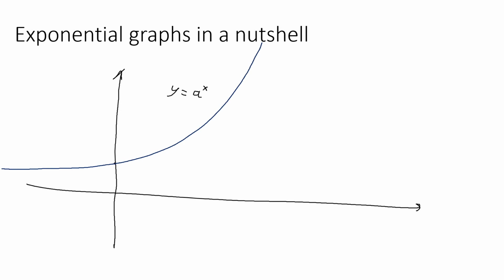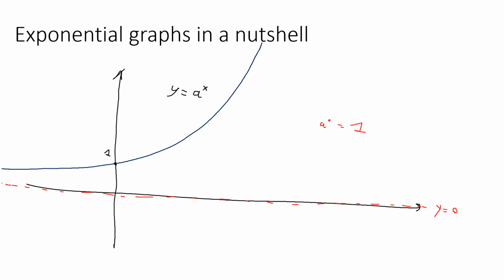What do you notice about this point, though? Well, this point here is going to be 1, isn't it? Why is it 1? Because a to the 0 is equal to 1. And it keeps increasing. But notice something. There is an asymptote here, and this asymptote is y equals 0.